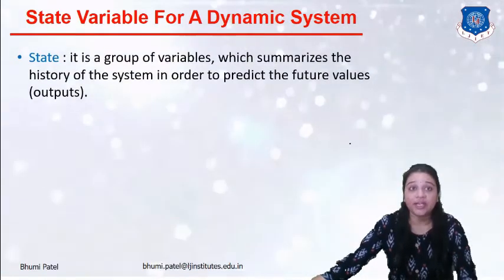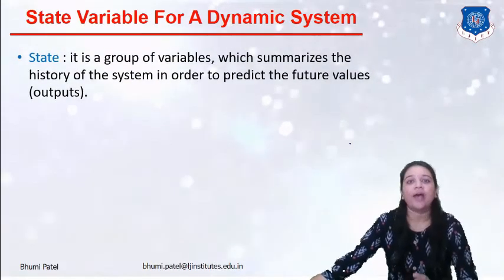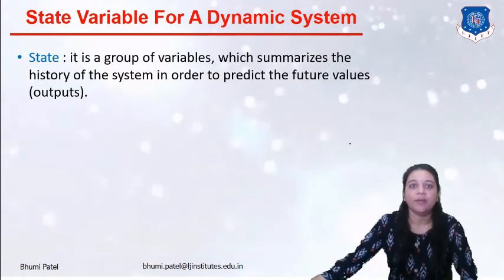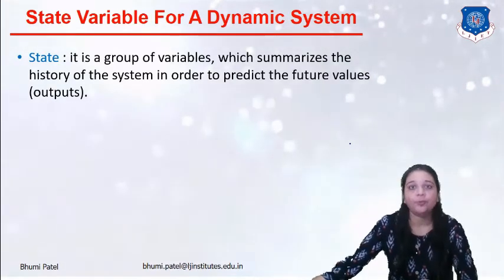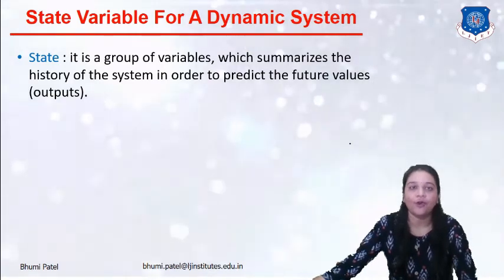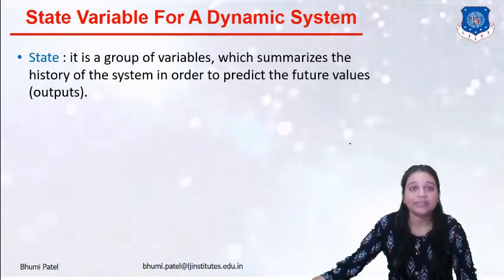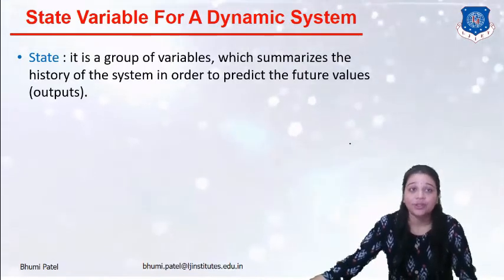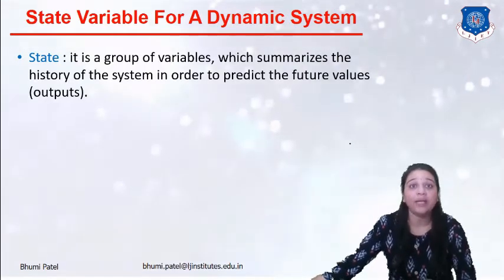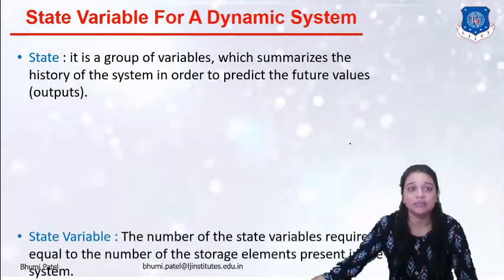First of all, the state. It is a group of variables which summarize the history of the system in order to predict the future value of the output. So in this state we can summarize the history of the system, and we have multiple variables in the same system.